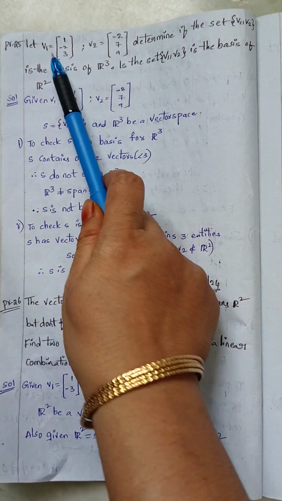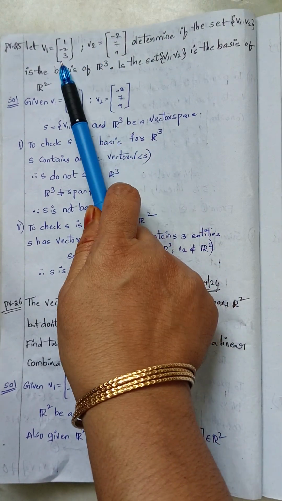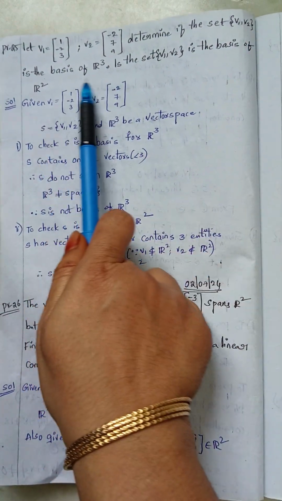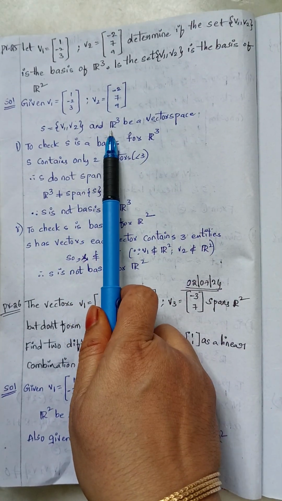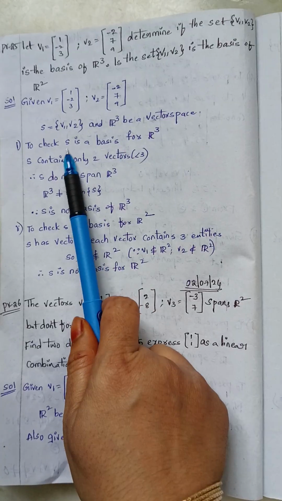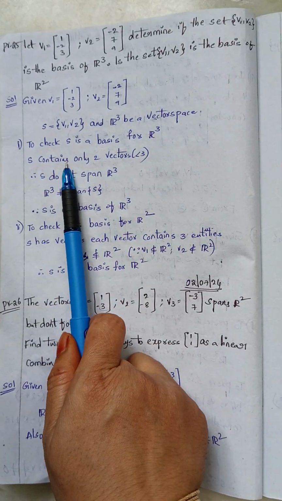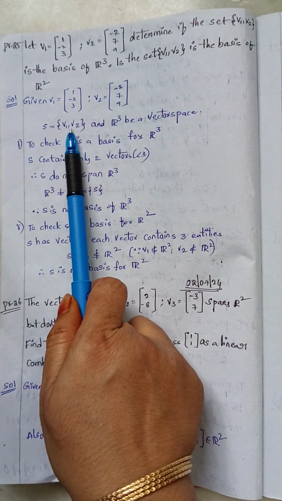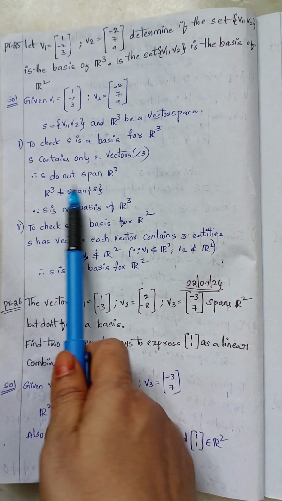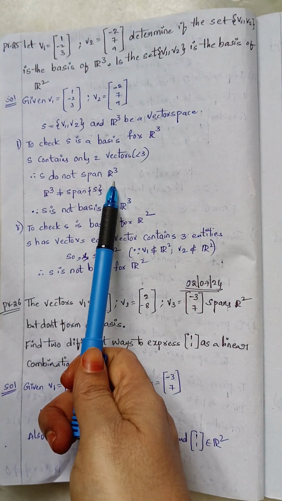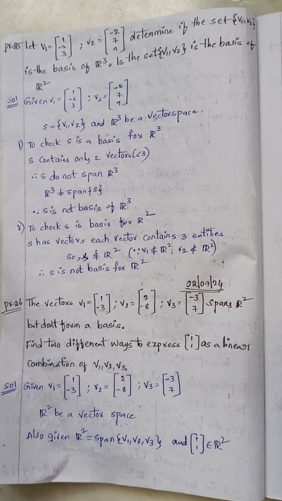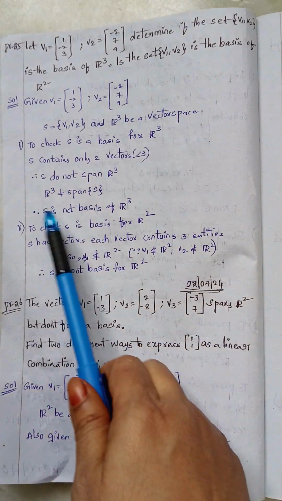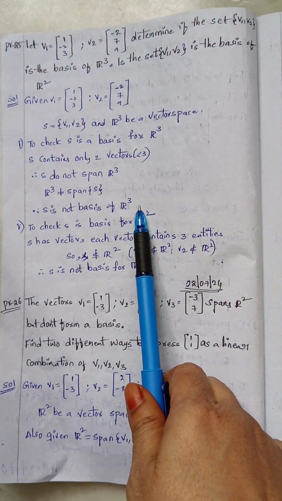See here V1, V2 with 3 entries are given. 2 vectors with 3 entries. Determine whether the set V1, V2 is a basis of R3. So R3 is a vector space, and to check it is a basis for R3, S contains how many vectors? Only 2 vectors with 3 entries. So obviously it does not span R3. That's why R3 is not equal to span of S. So no need to check for the next condition. Obviously it is not a basis for R3.